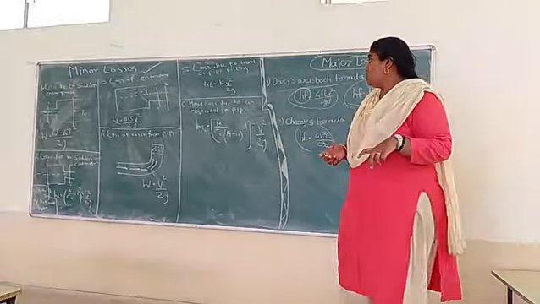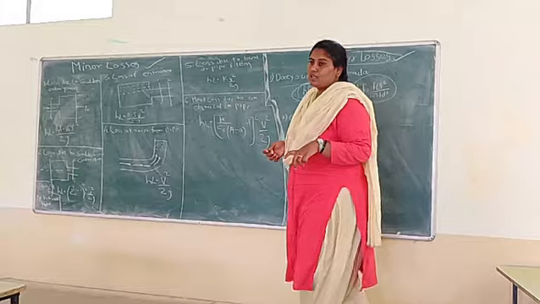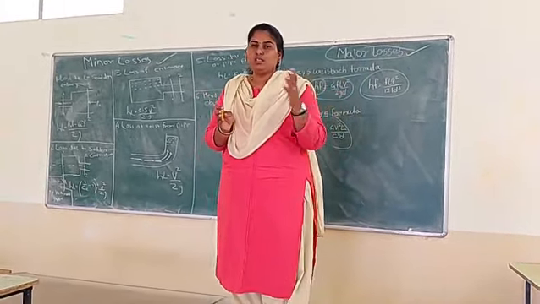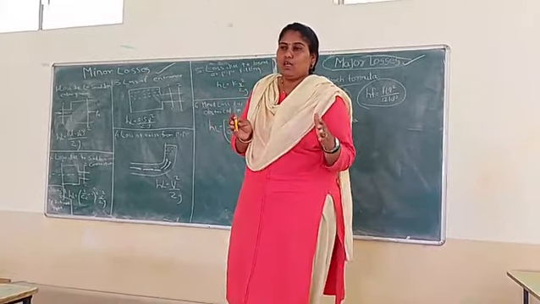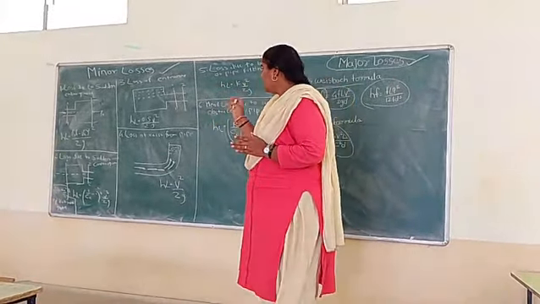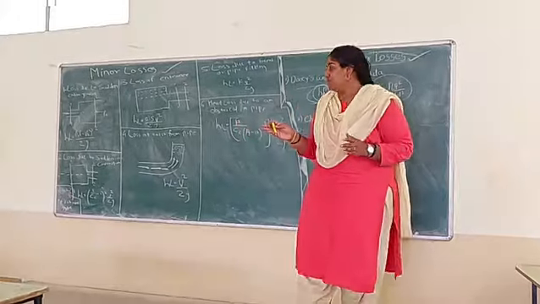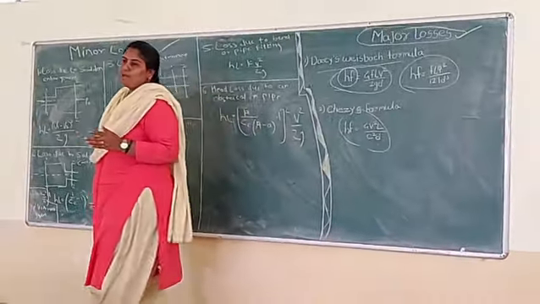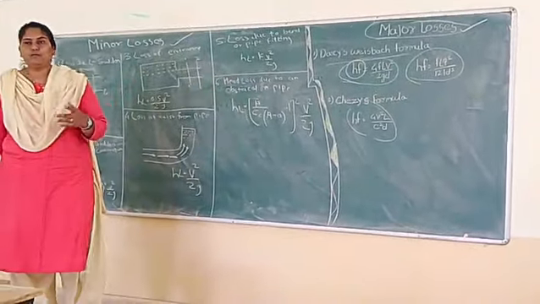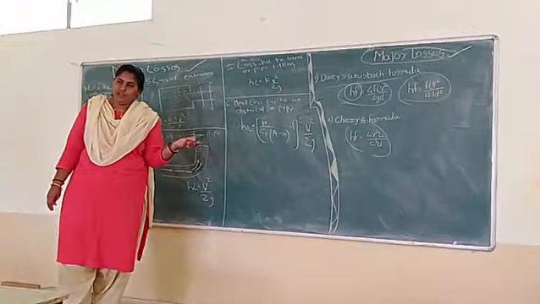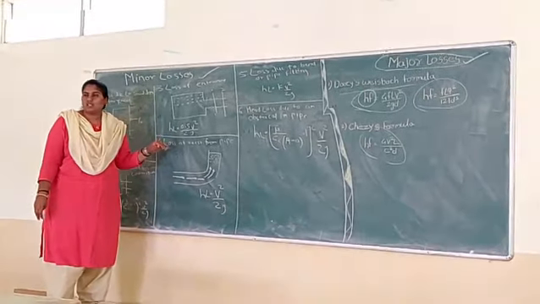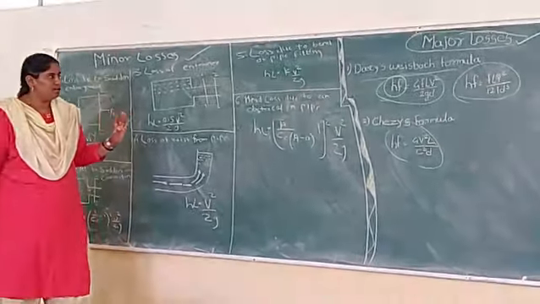In the third case, the loss is because of the entrance. Whenever water enters from the tank towards the pipe, at that time also some losses happen, which are called loss due to the entrance. Later on there is a loss because of the exit from the pipe. Whenever the water exits from the pipe and enters into the tank, at that time also some losses happen, so they are called loss due to the exit.